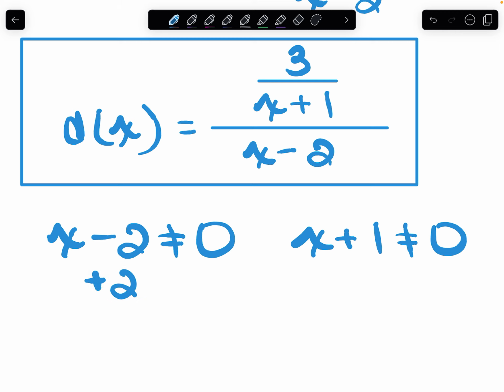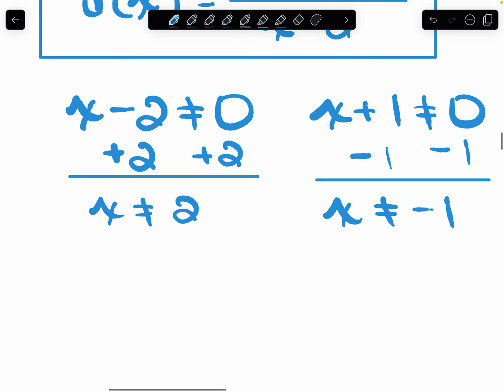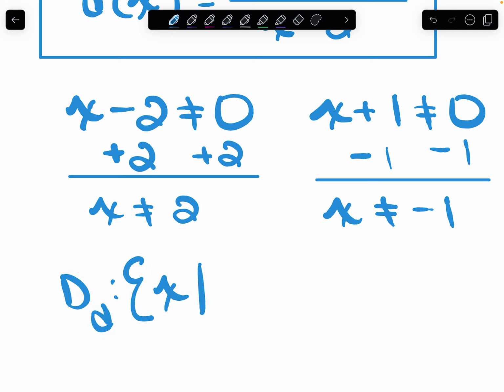So each separately, we're going to move the 2 over for the first problem. X cannot equal 2. And we're going to move the 1 over in the second issue. So x cannot be negative 1. So I have 2 values that I need to throw out. So the domain of D, and I'll write this one both ways: open squiggle, x such that, and we simply throw them both out. X cannot be negative 1, and we just separate by a comma, 2.